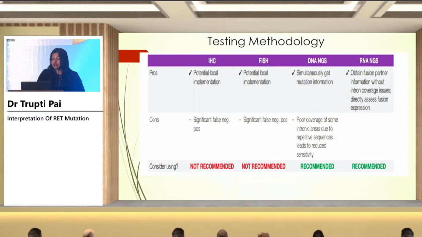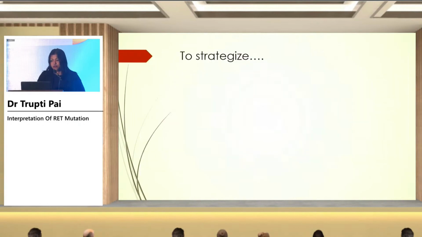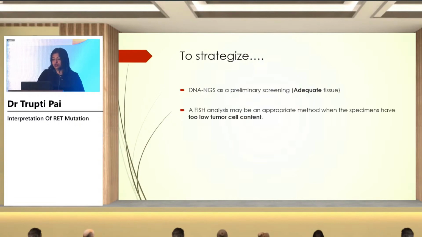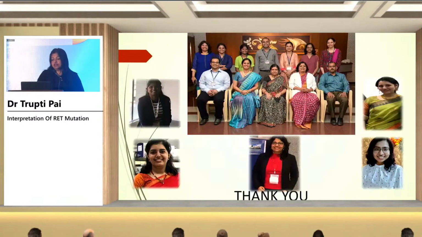So when it comes to testing methodology, potential local implementation is okay with IHC and FISH, but in the current scenario, it is not recommended for testing. NGS is the platform. So to strategize, DNA NGS can be used as a preliminary screening if there is adequate tissue. If tissue is an issue, with very low tumor cell content, then FISH can be explored. And for any unusual results with DNA NGS or FISH, RNA NGS is the orthogonal validation technique and the final answer.